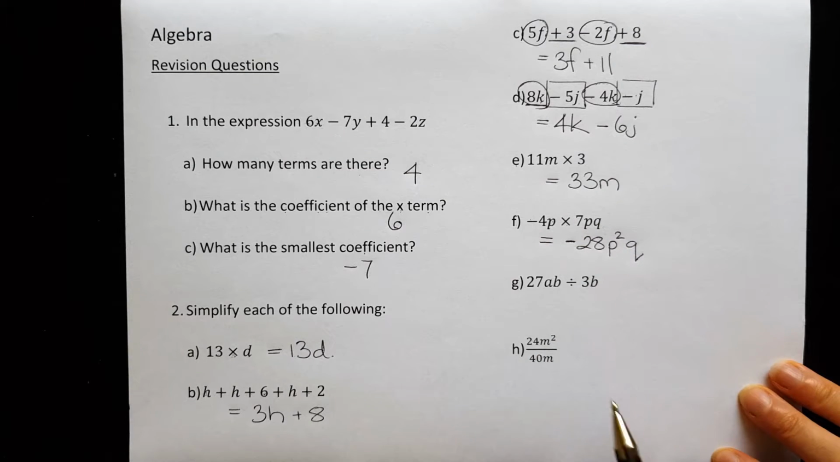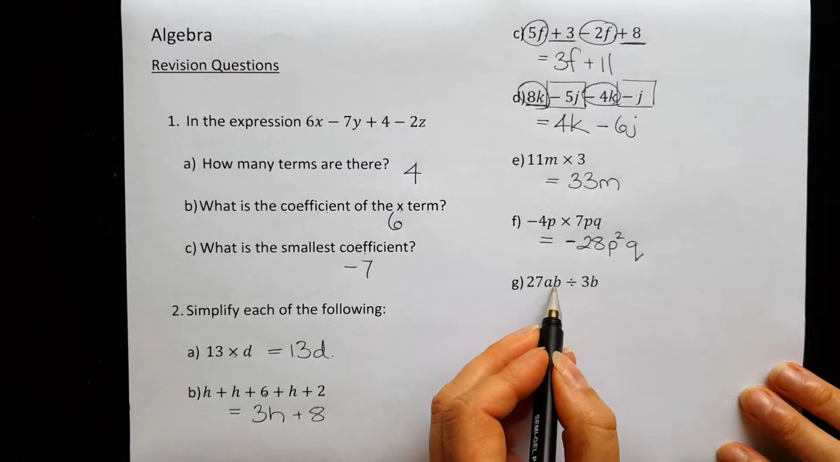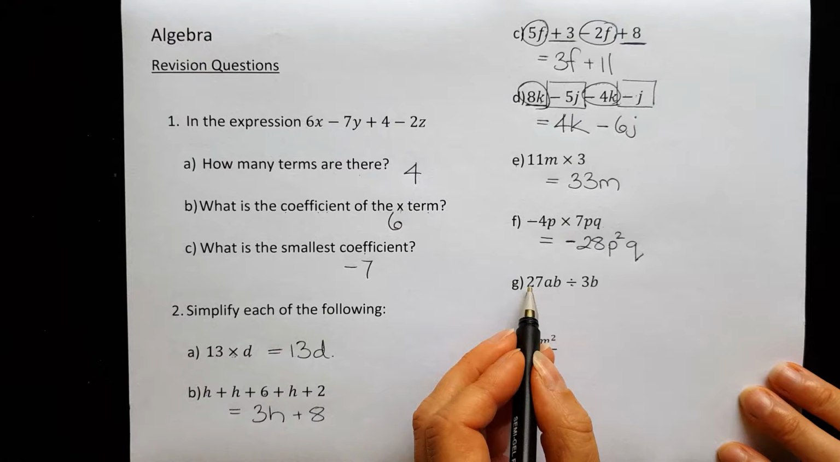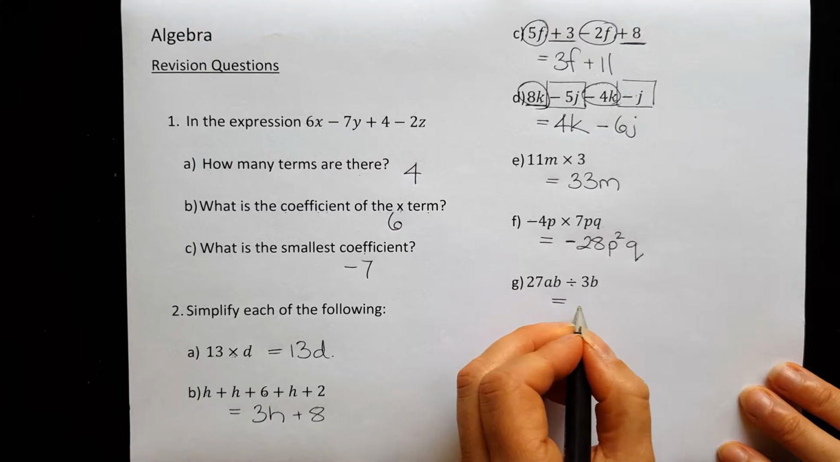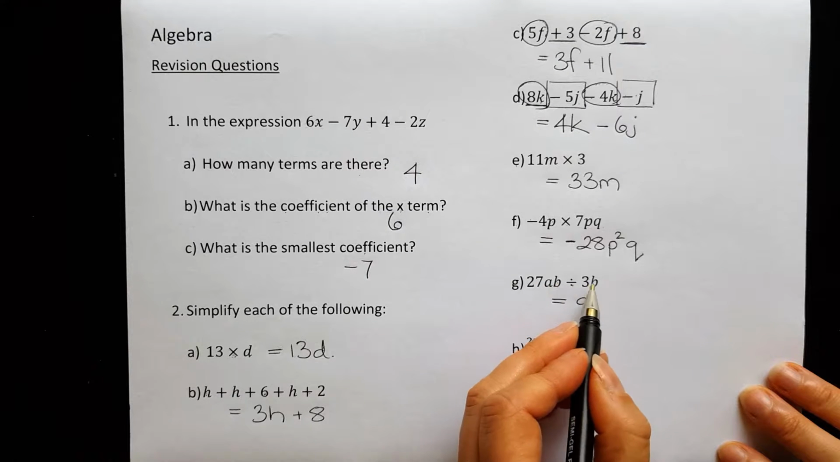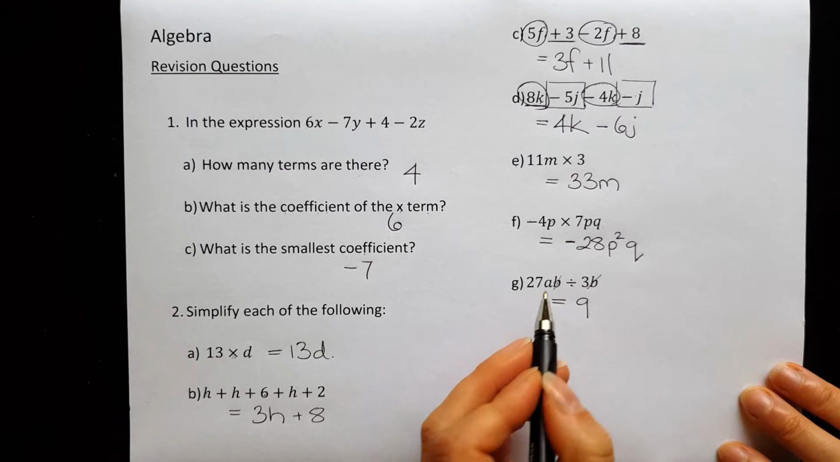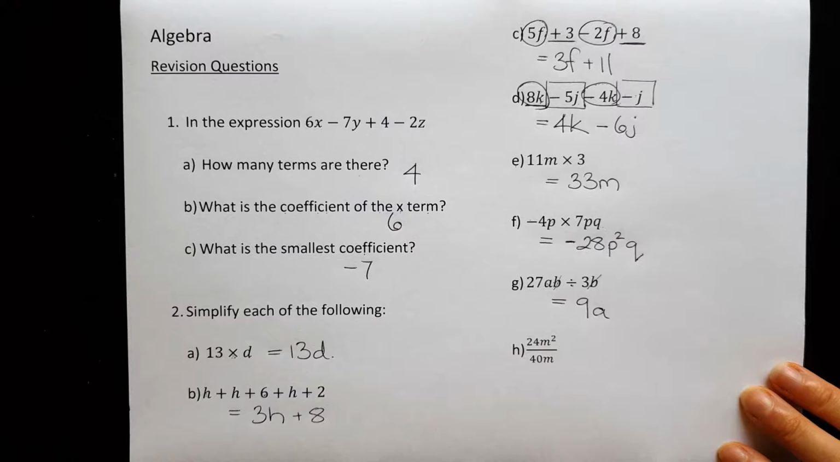In G, we are now dividing 27ab divided by 3b. We look to see if we can divide the numbers. So 27 divided by 3, that goes 9 times, and letters can cancel as well. So a b from here and there, they will cancel off. So this a is all that's left here to go with the 9.